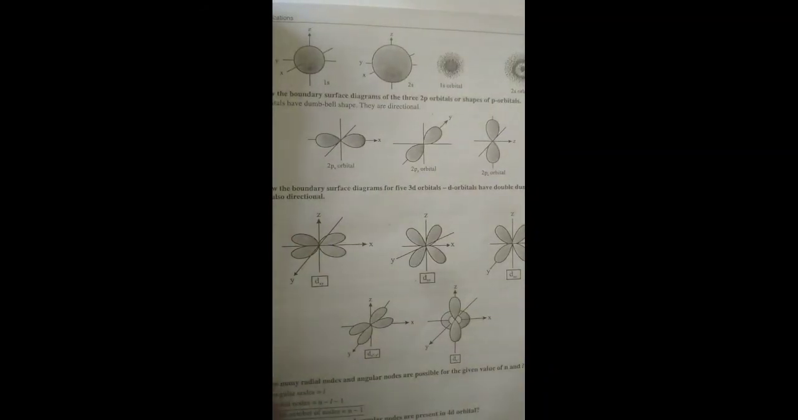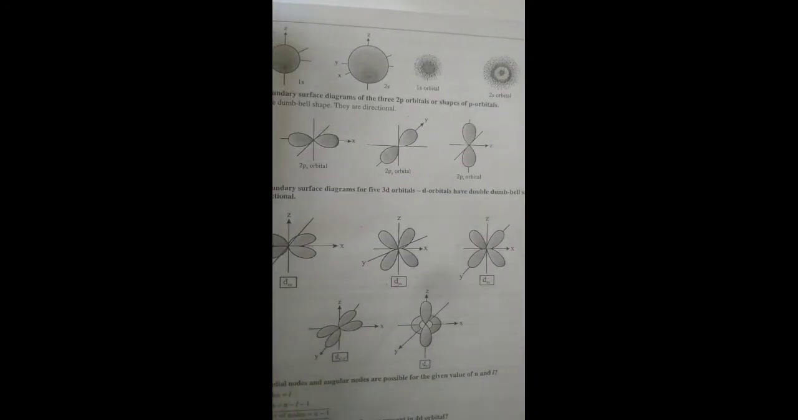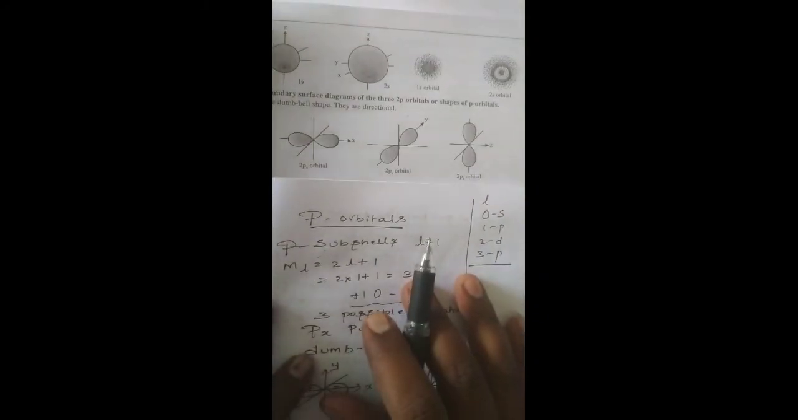Next we are going to talk about p orbitals. P orbitals have the p subshells. We know already that l is equal to 0, 1, 2, 3. If l is equal to 0, it is an s orbital. If l is equal to 1, it is a p orbital. If l is 2, it is a d orbital. If l is equal to 3, it is an f orbital. For subshells, the number of orbitals is 2l plus 1.